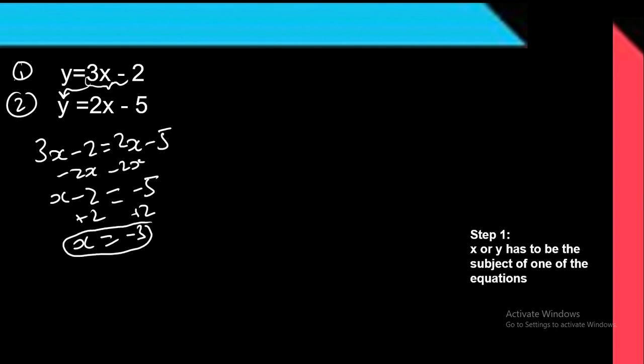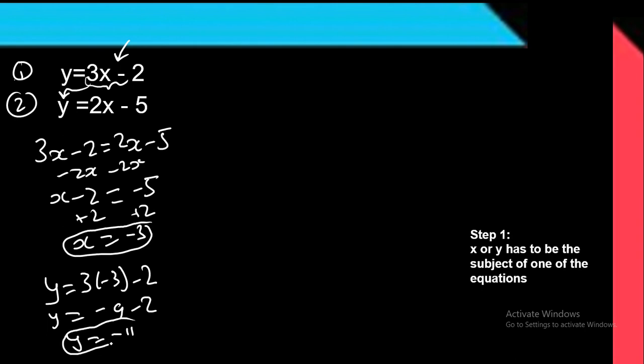And then again, I can substitute into any of the equations at the top. I'm going to, for this one, pick the top one. So y = 3 times -3 minus 2. y = -9 - 2. y = -11. And that's my ordered pair. When x is -3, y is -11.